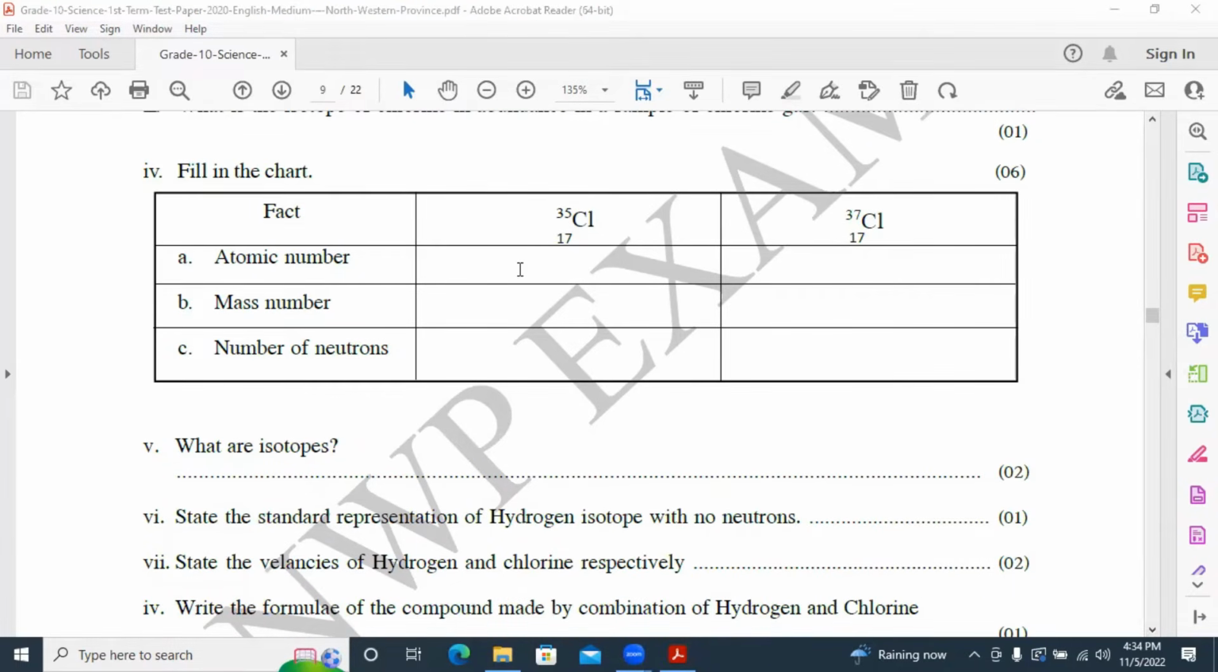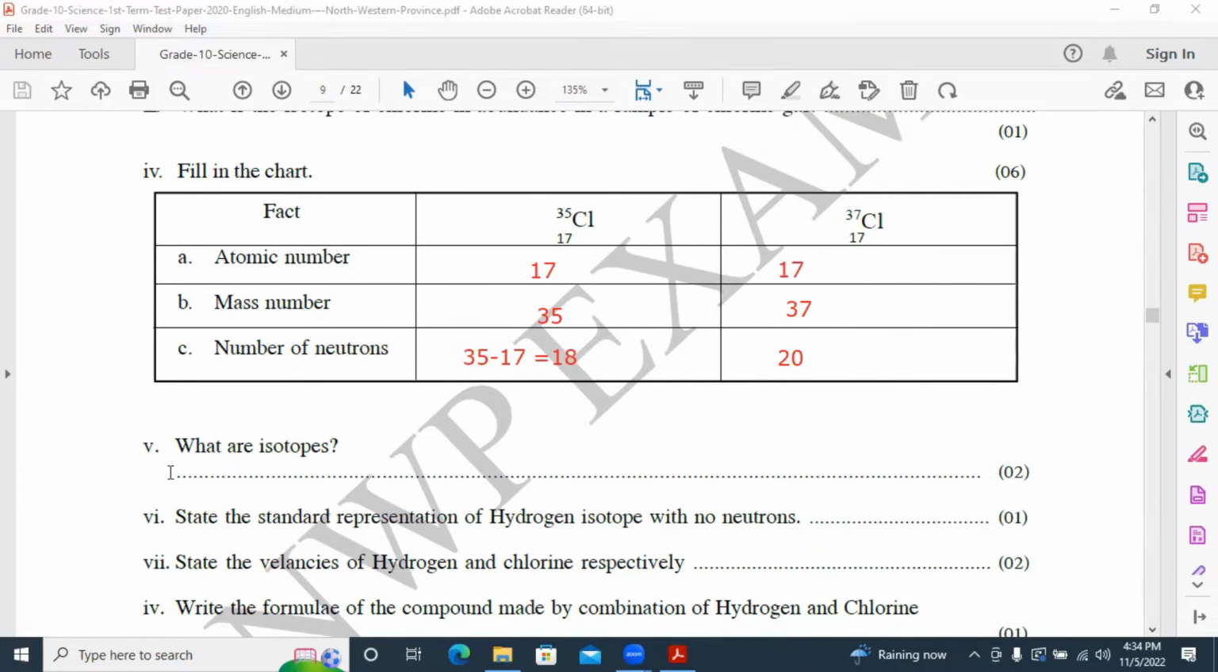In this, the atomic number is 17. Mass number is 35. The neutrons are found by subtracting the atomic number from the mass number. Answer is 18. Here the atomic number is 17, mass number is 37. Then the number of neutrons is 20.